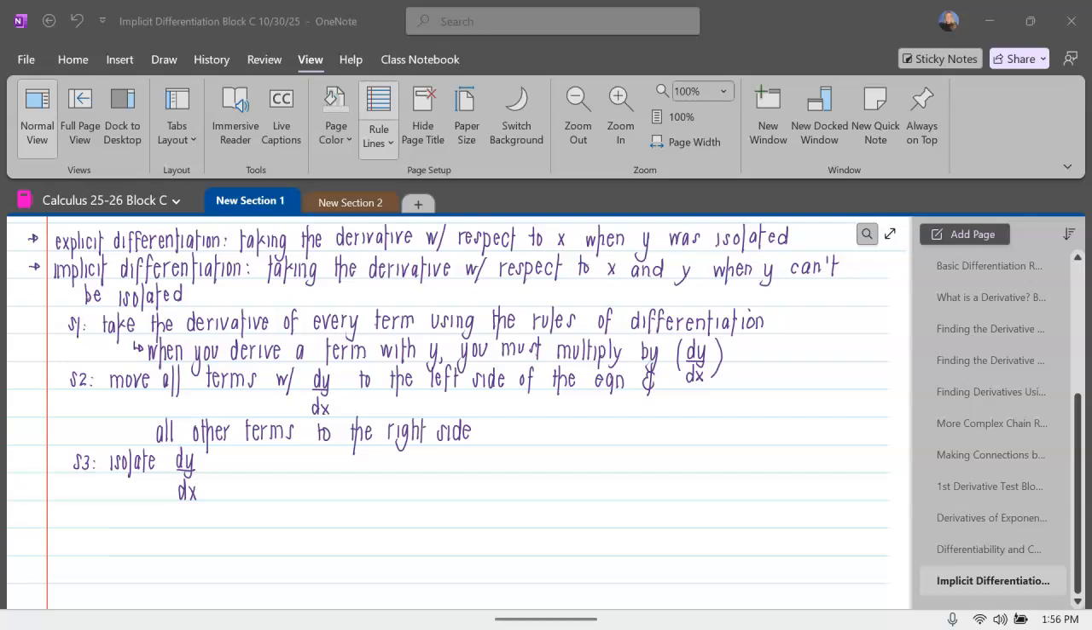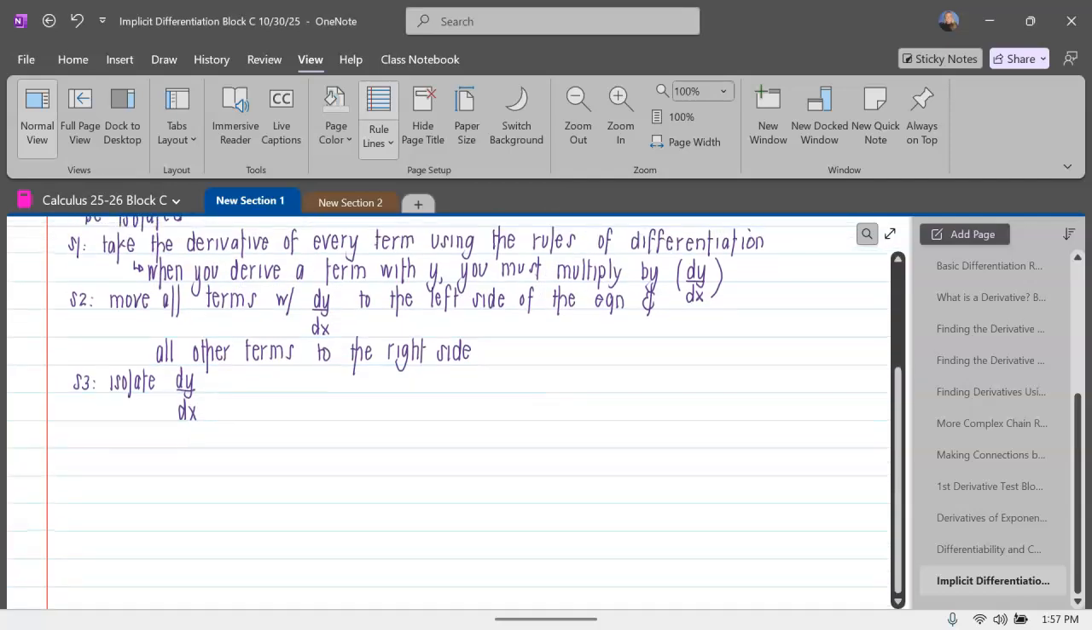All right, so once again, when we're doing implicit differentiation, we're differentiating x and y, okay? So first step, we're going to differentiate every term in the equation, and anytime we differentiate y, we multiply by dy dx. Then, step 2, every term with dy dx, we're going to move to the left-hand side of the equation. And every term that doesn't have dy dx, we're going to move to the right side of the equation. And then once we do that, we're going to isolate dy dx.